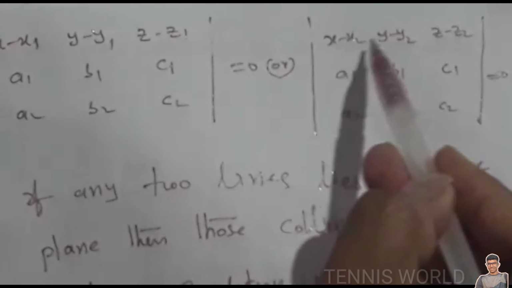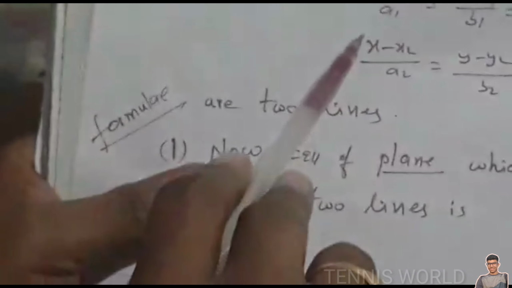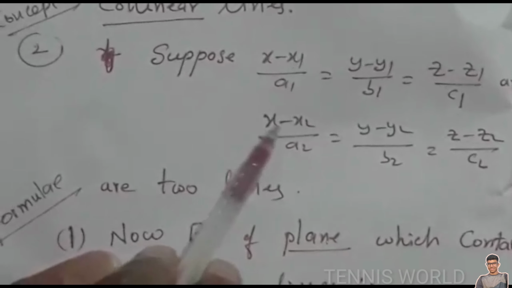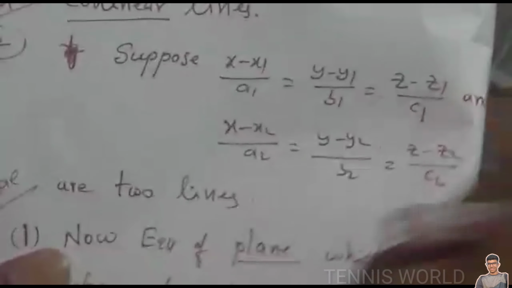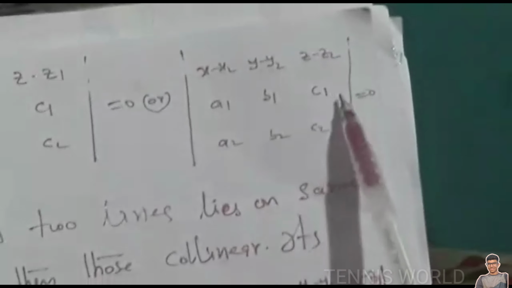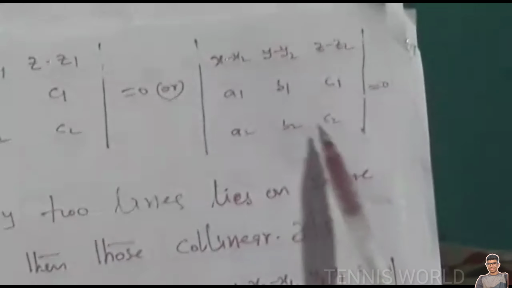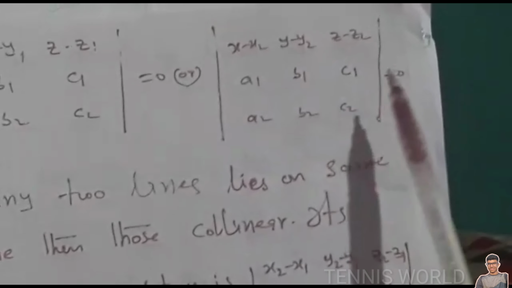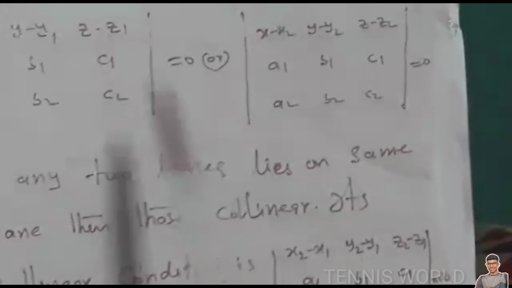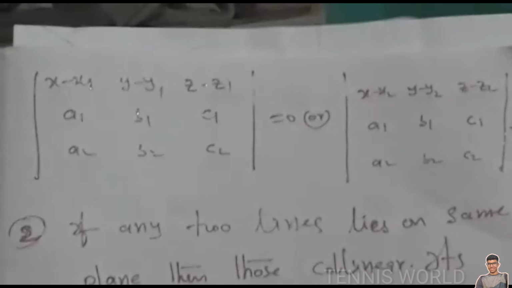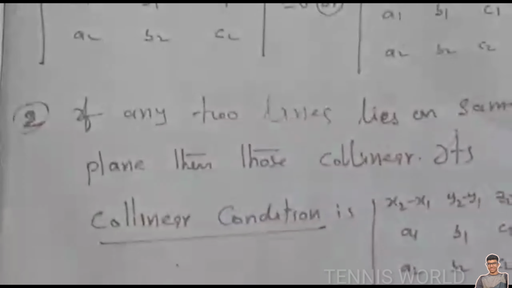We can also use this formula to find the equation of the plane which contains two lines. Here, how to write the second row? The second line's numerator step. What is the second line's numerator step? x minus x2, y minus y2, z minus z2. We can take this as the first row, then the second row is the first line's DRs, the third row is the second line's DRs, is equal to 0. So we can use either formula to find the equation of the plane which contains the given two lines.